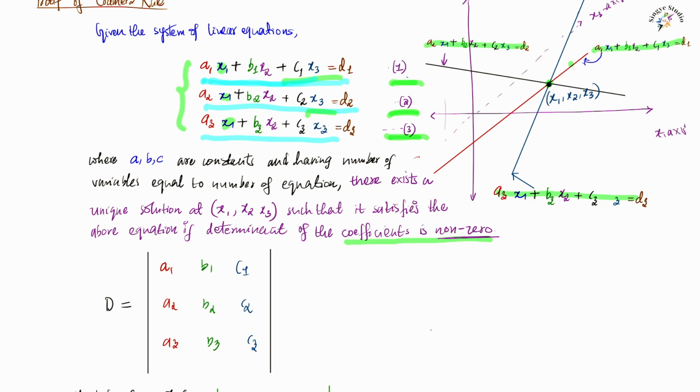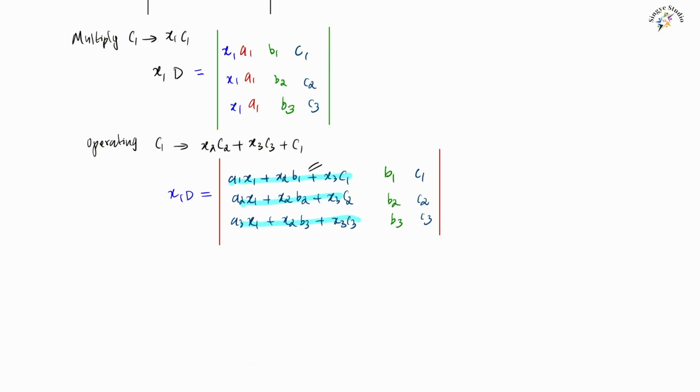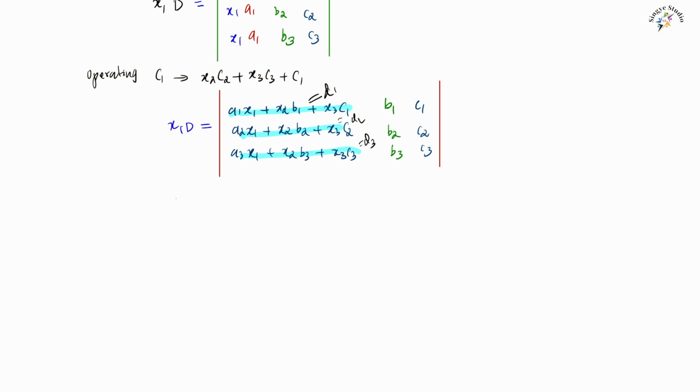And this whole expression is equal to what? It is d1, d2 and d3. They are the sum of the product of the variable and the coefficient, right? Therefore, I can replace this one with d1, this one with d2 and this one with d3, right? So by doing this, I will get x1 times D equals the determinant of d1, d2 and d3, and I will get b1, b2, b3, c1, c2, c3, right?